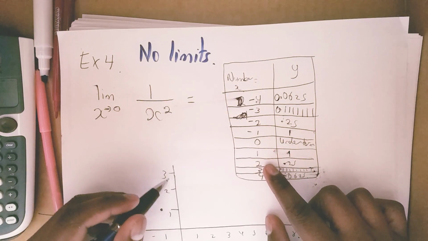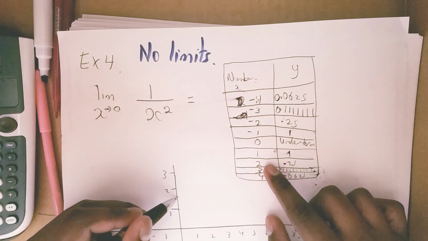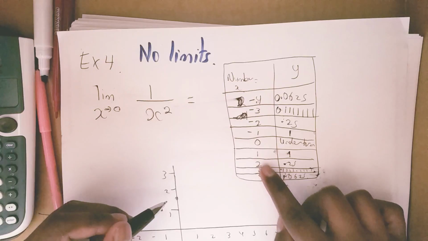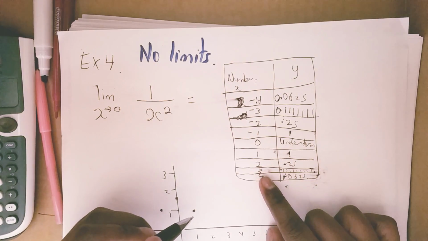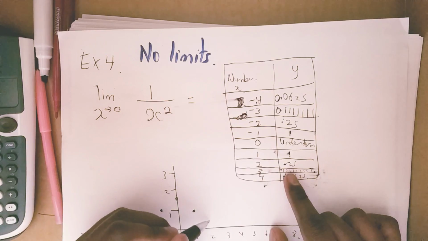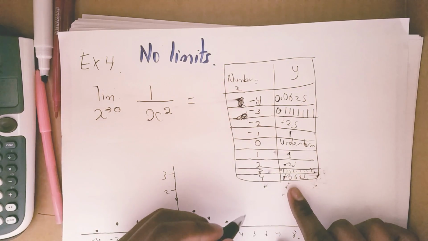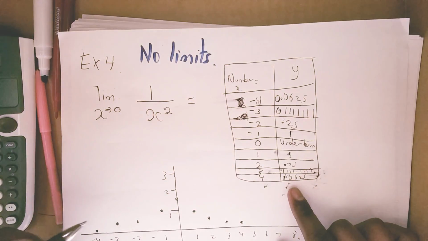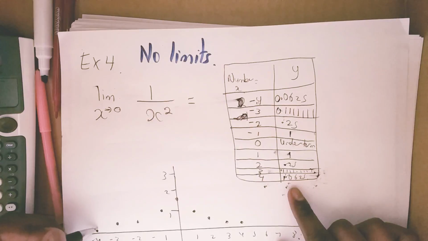When you get to 0, it's undefined. So when you plot positive 1, now you get 1. When you plot 2, you get 0.25. 3 starts to go back down. 4 starts to go back down. So it's undefined here, but if you continue to plot, you plot points like this.